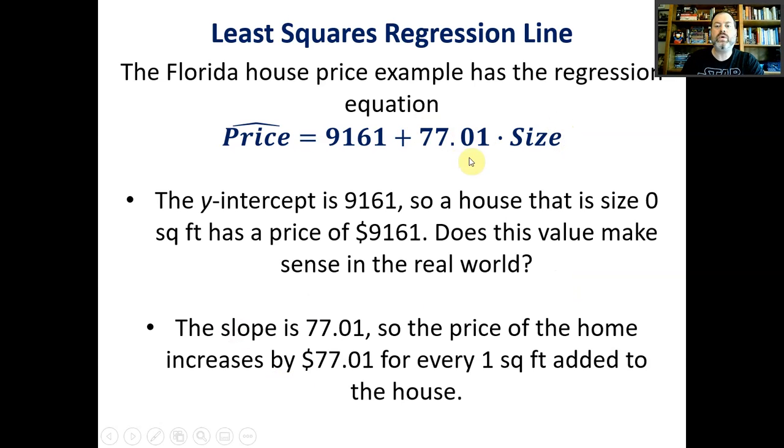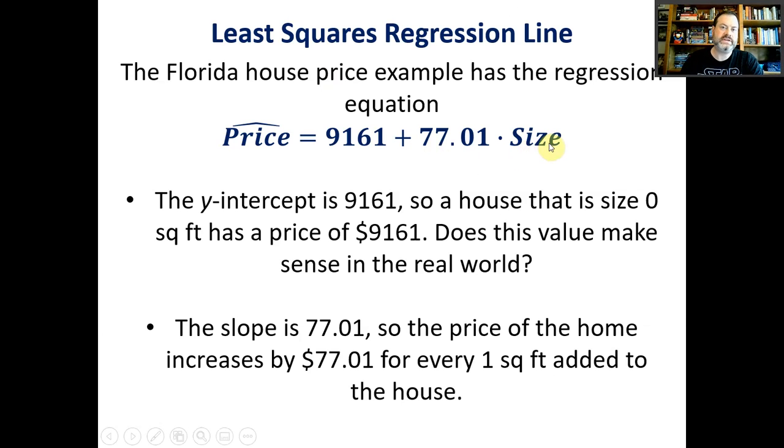Now, the number we're really interested in is the slope. So that's the number that's times x, right? Remember, x, explanatory. The size of the house explains its price. Even if it's not a cause and effect relationship or a causal relationship, it's still an explanatory variable, right?